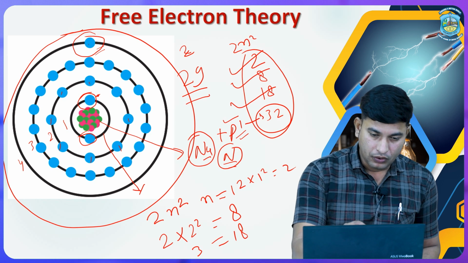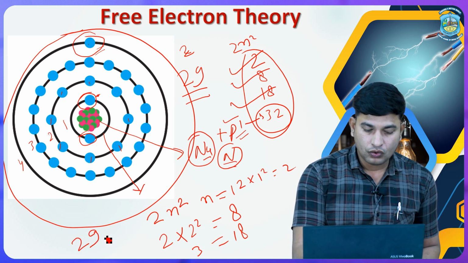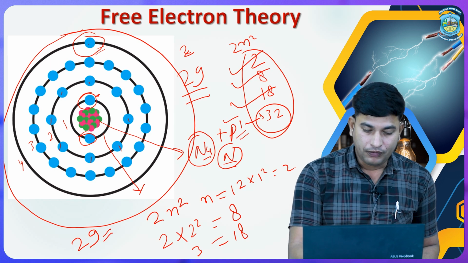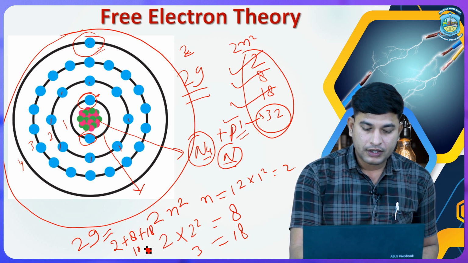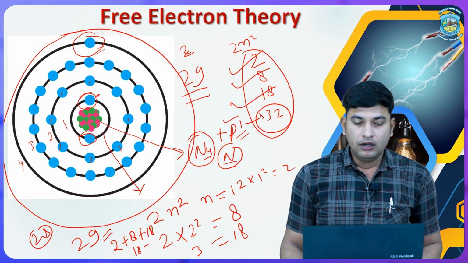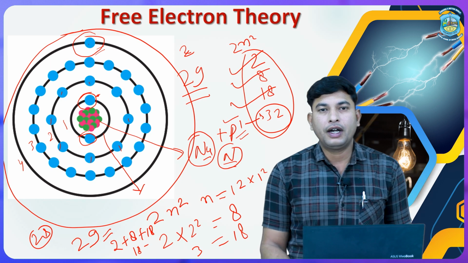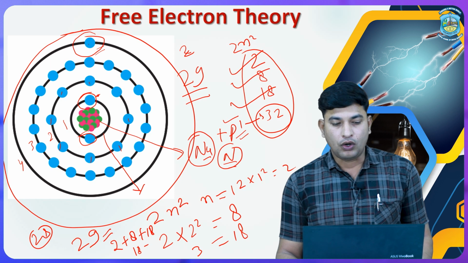Why this single electron? Because the atomic number of copper is 29. So for these 29, the first orbit has 2, the second orbit 8 and the third orbit 18. So 2 plus 8 is 10, plus 18 is 28, and a single remaining electron in the fourth orbit. This is how the 29 electrons are distributed or placed inside the atomic structure.